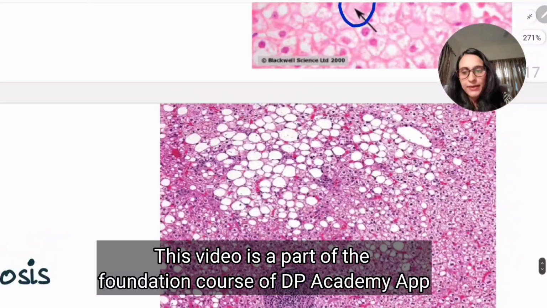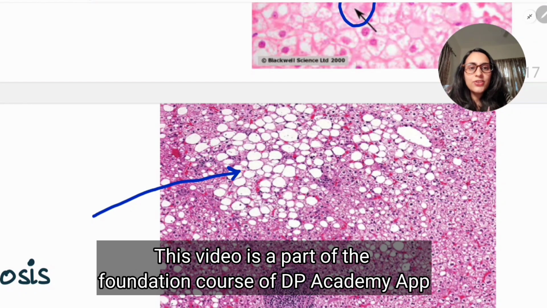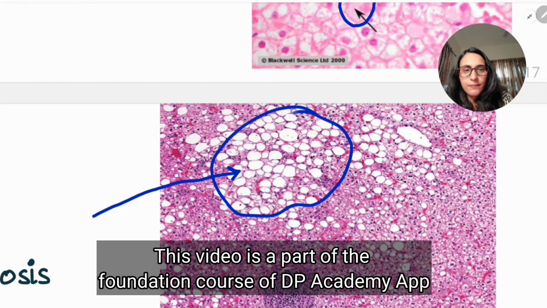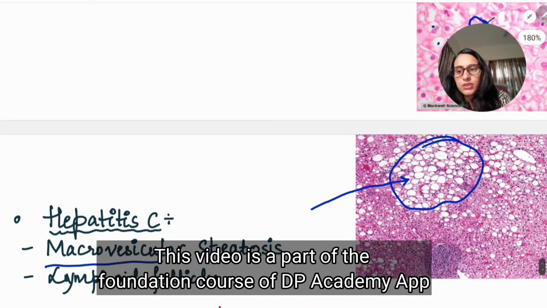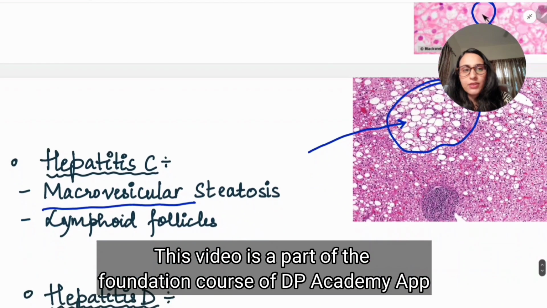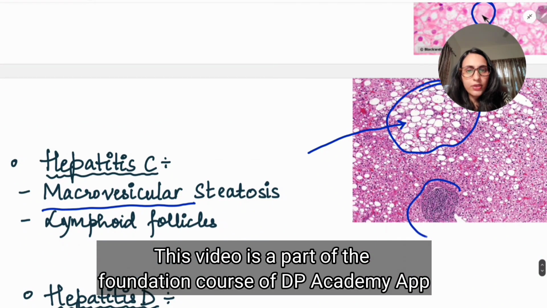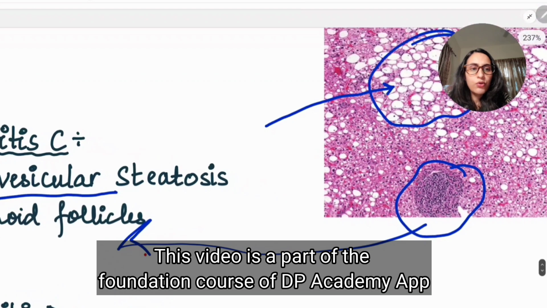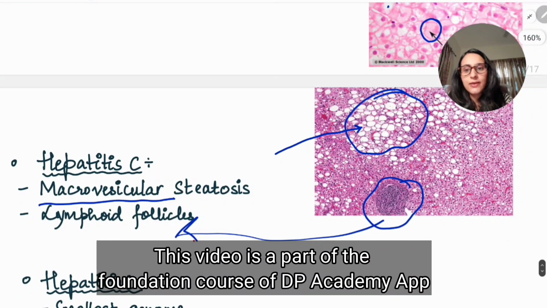Hepatitis C, if you see, this is a picture of hepatitis C. You can find macrovesicular steatosis, that is the fatty change with big vesicles. You can see these big vesicles, these big fat cells. This is the fatty liver, and here you can see the follicular lymphoid. Blue color aggregates, blue color lymphocytes, a lymphoid follicle. A lot of lymphocytes in a blue aggregate: this is hepatitis C.